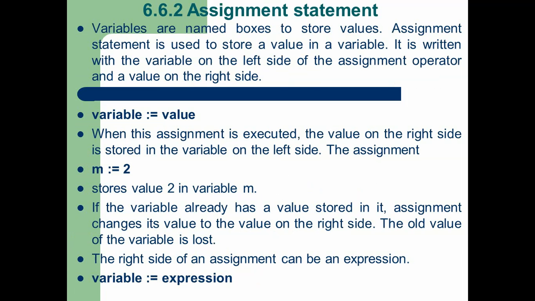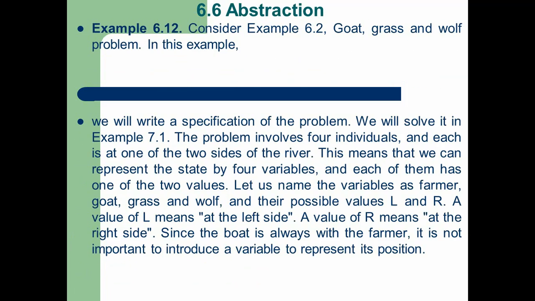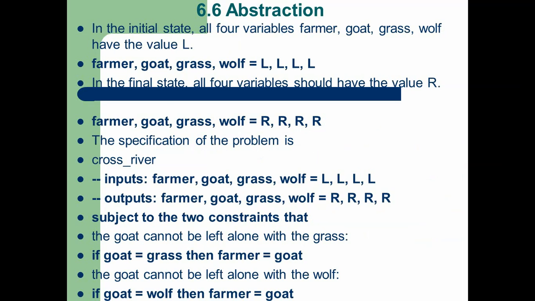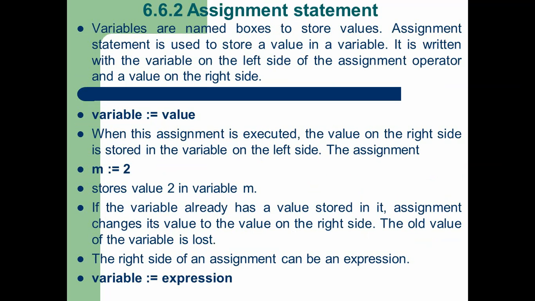Now let's understand the same thing with another example, the assignment statement. Variables are named boxes to store values. We know how to store values. We use colon with the equal symbol to store a value in a variable. The syntax is mentioned here: variable colon equals value. The right side is the place of the value, and the left side is the name of the variable. So m colon equals 2 means 2 will be stored in the variable m.